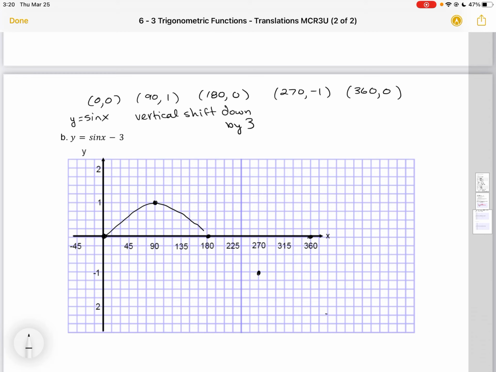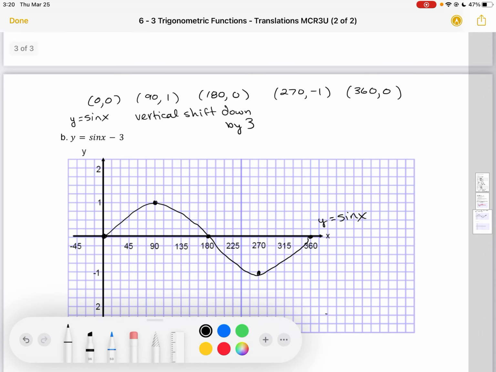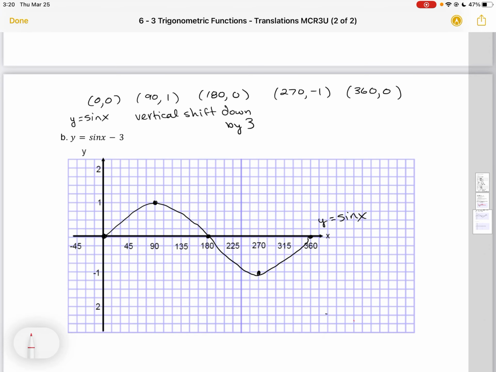So sine looks like a snake here. So I've got y equals sine x. Now for my transformed graph, I'm going to put on my midline first. I know that I've shifted down 3, so that means my midline is right about here, and I will label that y equals minus 3.